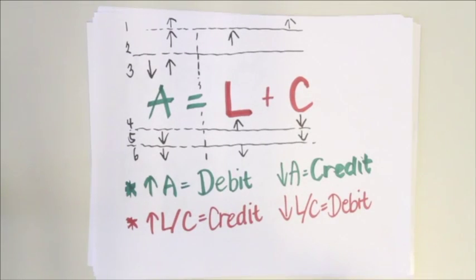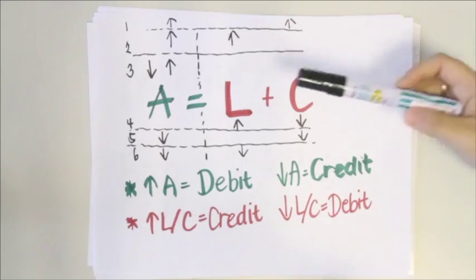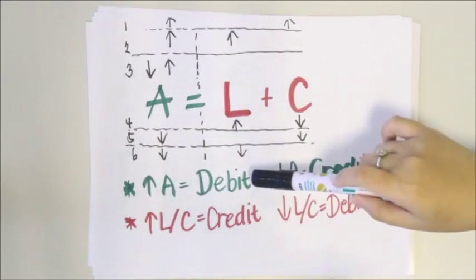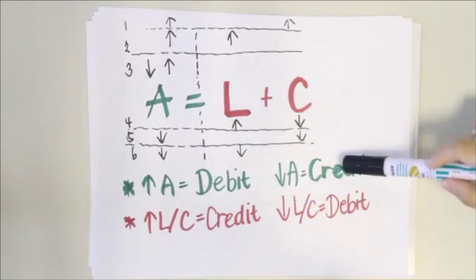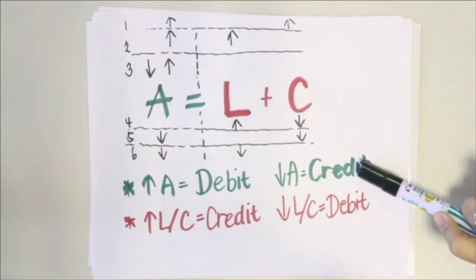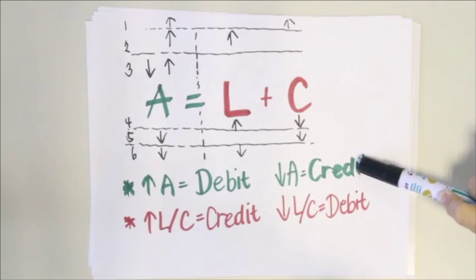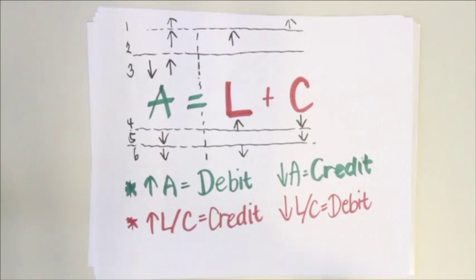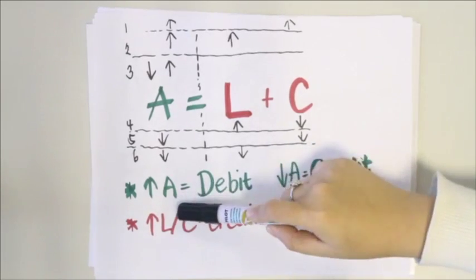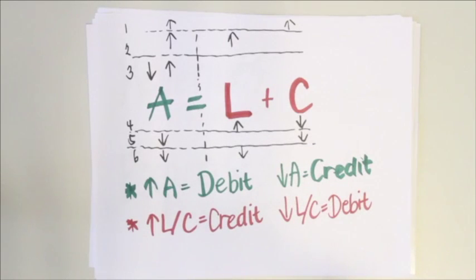Now remember that the normal balance of assets is debit, so it means that an increase on the left side would mean an increase on the right side, while a decrease on the left side would mean a decrease on the right side. On the other hand, liabilities and capital both have normal credit balances, so an increase in your liabilities or capital would mean a credit, while a decrease in your liabilities or capital would mean a debit.